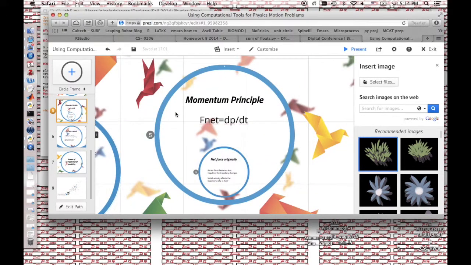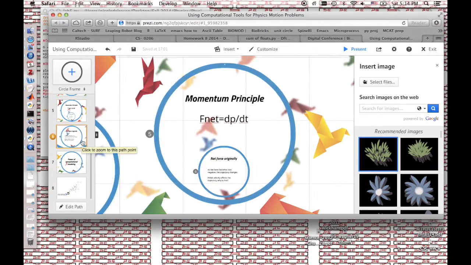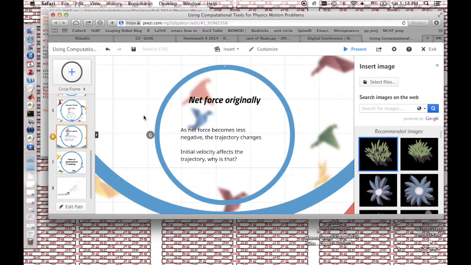The reason for that is the momentum principle. The net force is the derivative of momentum, or sorry, the derivative of position divided by change in time. That gives us explanatory power: the net force originally was a very large negative number, but as the net force became less negative, the trajectory changed.